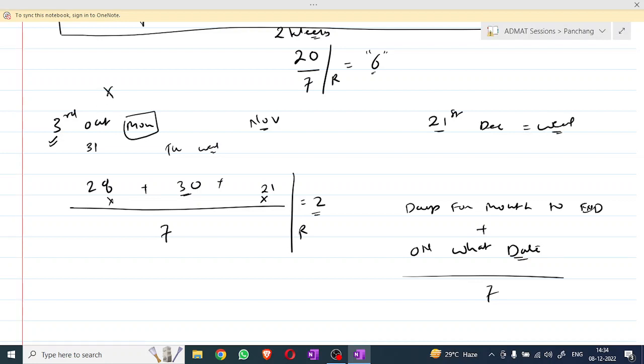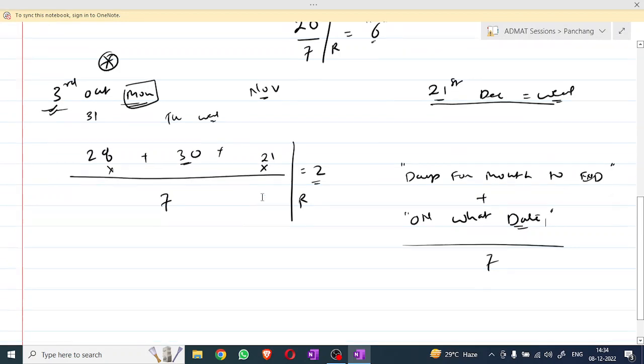A reference has been given to you, that a date and a day has been given to you, and you want to find out what will be the next day or date. Look at the way of writing: days for the month to end, that is this month to end, and on what date. You have to be careful with these.